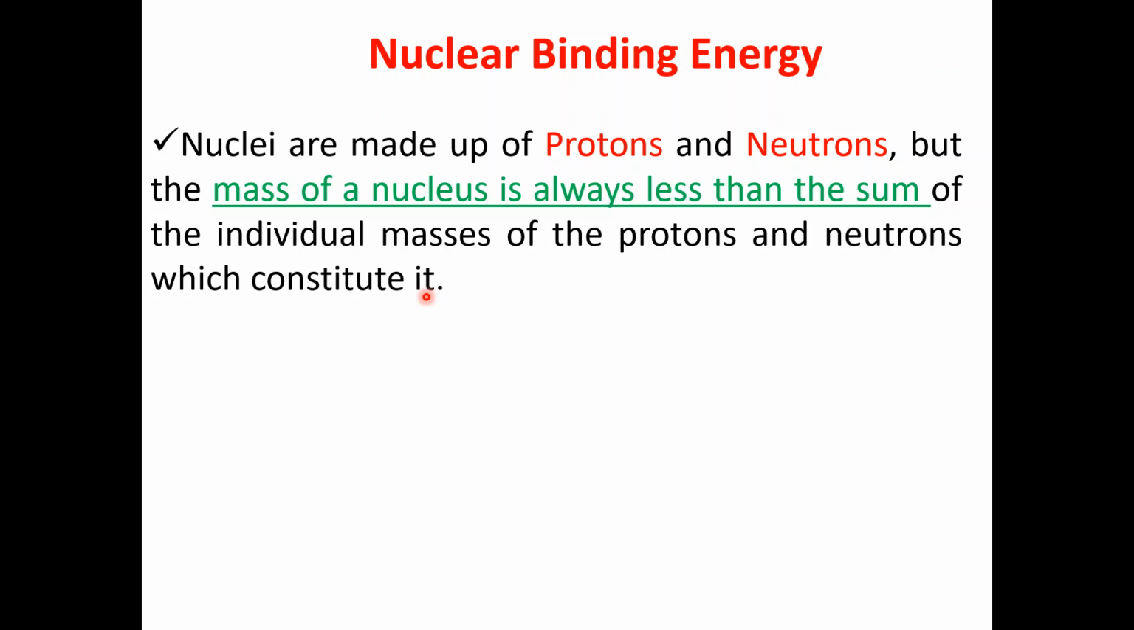For example, the nucleus of deuterium consists of one proton and one neutron. If you measure the mass of the deuterium nucleus, its mass will be less than the separate masses of the proton and neutron. It means that if you have one proton and one neutron separately and add up their masses, the total will be greater than the mass of the deuterium nucleus. So the question is, where has the mass gone?